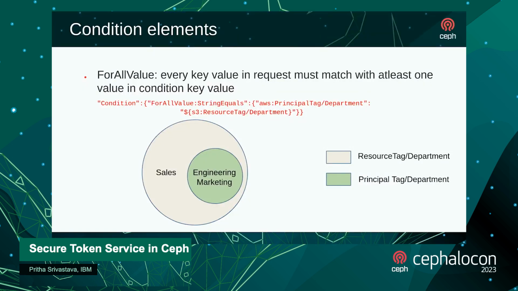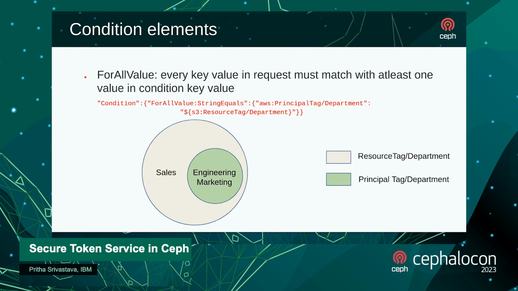So the example that we saw in the previous slide was just about a single valued tag. But let's say we have a tag which is multi-valued, then we can have more complex permission sets and more complex policies. So there's one such condition element known as ForAllValues, which says that every key value in the request must be a subset of the condition key values.